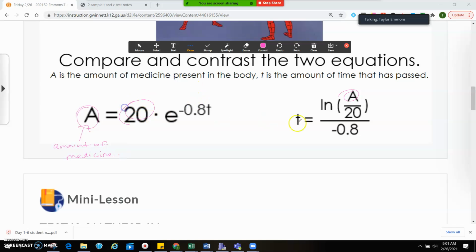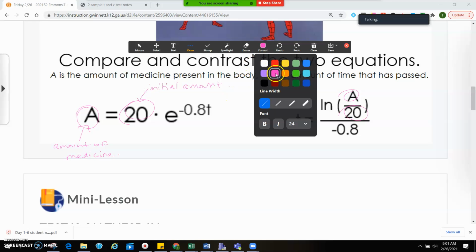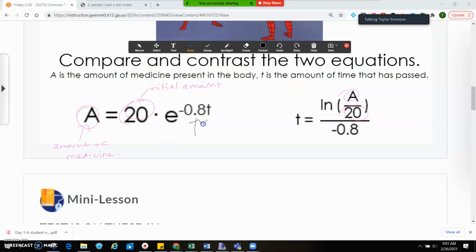We've also got this 20. And we know that from our talking about exponential functions, this 20 is going to be our initial amount. Okay? We've also got this 8. Okay, so negative 0.8 is going to be our rate. And the reason why I know that is because if I have this as my function, then r is going to be that value that's multiplied by t, which is just going to be your time.